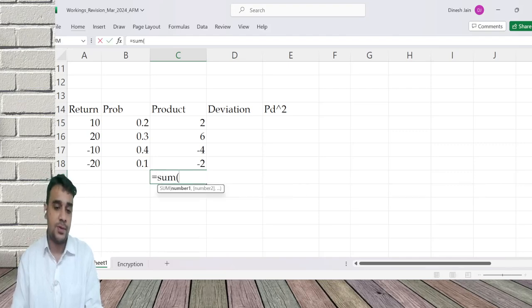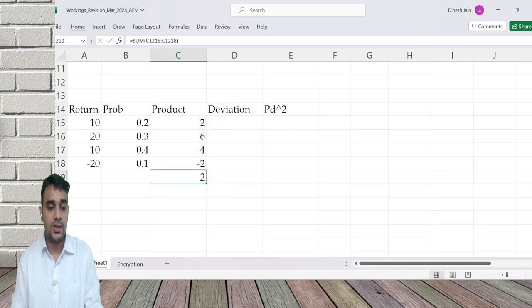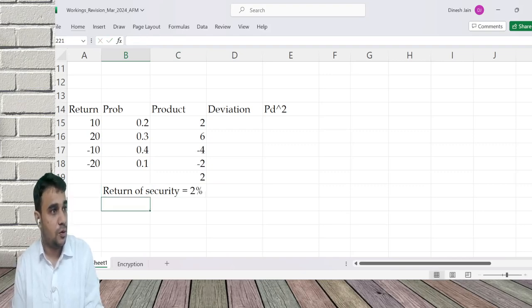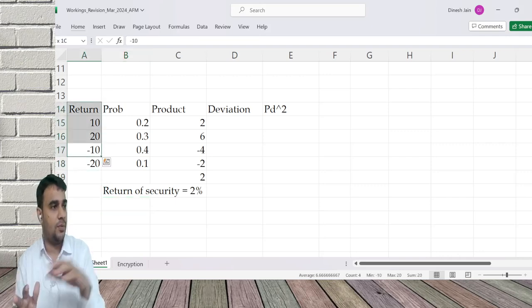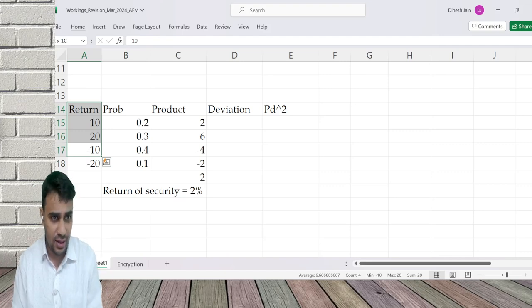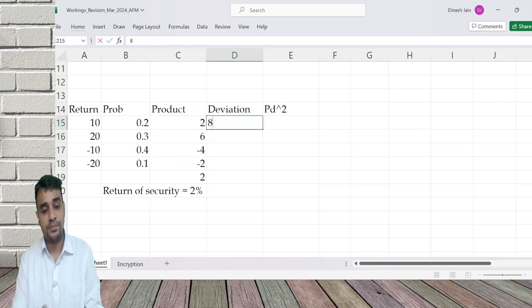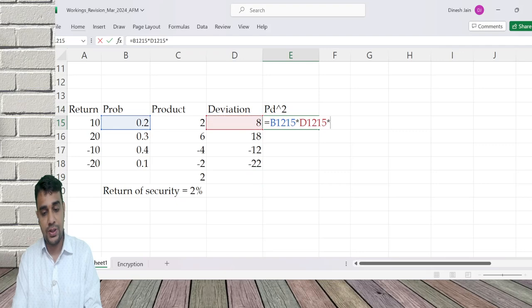Sum of product is called the return of security, which is 2%. Return of security is 2%. What is deviation? Return minus the sum. So 10 minus 2, 20 minus 2, minus 10 minus 2, minus 20 minus 2, which is minus 22. Then probability into deviation into deviation.